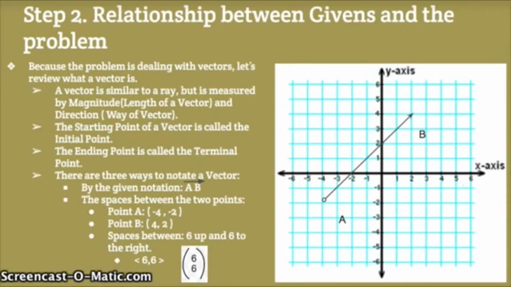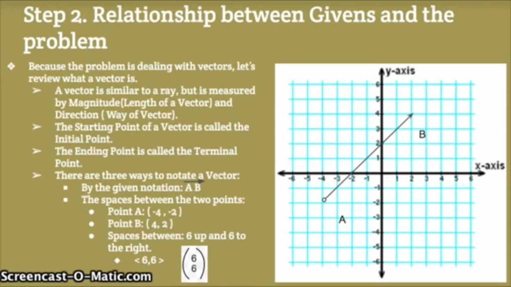Our second step is to set the relationship between the givens and the problem. Because the problem is dealing with vectors, let's review what a vector is. A vector is similar to an array. They both look the same, but a vector is measured by magnitude, the length of a vector, and direction, the way of a vector. The starting point of a vector is called the initial point, indicated by a dot, and the ending point is called the terminal point, indicated by an arrowhead.